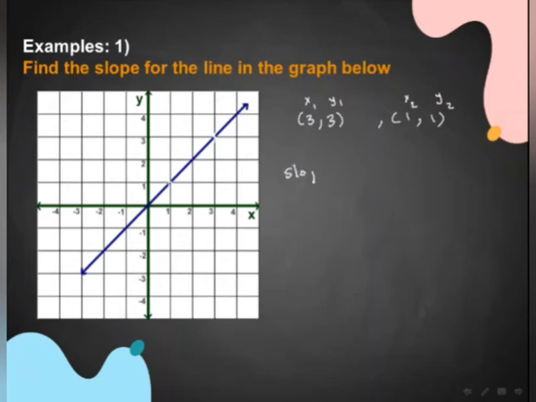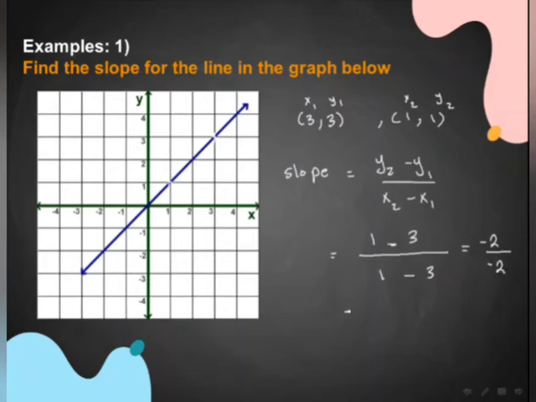So the slope is equal to the change in y, that is y2 minus y1, over x2 minus x1. Then y2 is 1 minus y1 is 3, x2 is 1 minus x1 is 3. The difference for the numerator is minus 2 and the difference for the denominator is minus 2, and simplifying that is equal to 1. So the slope is equal to 1.